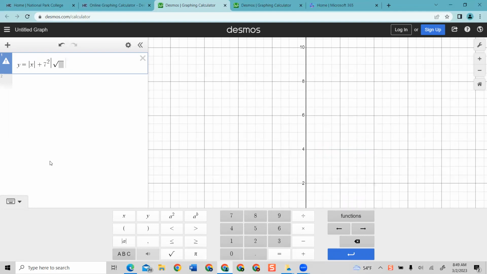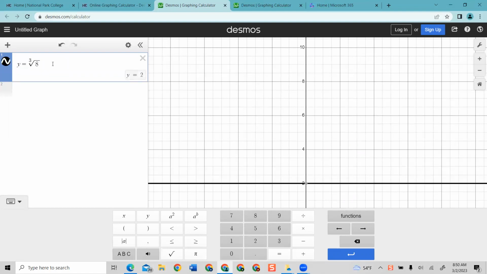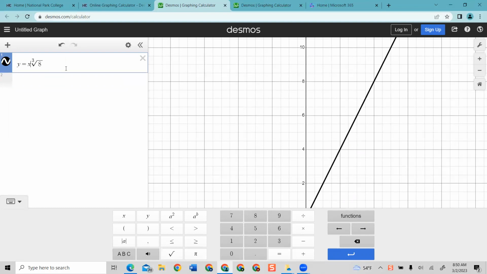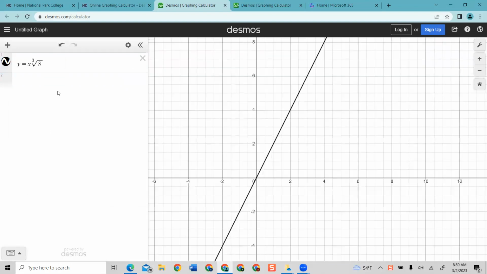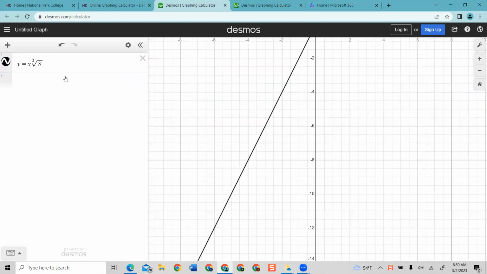Roots, if you need a root, you can put cube root of 8. Let me delete this other one out. And you can say y equals x times that, and it will give you this.